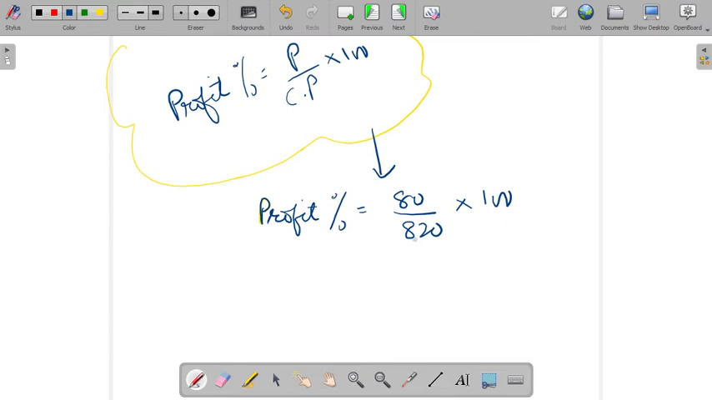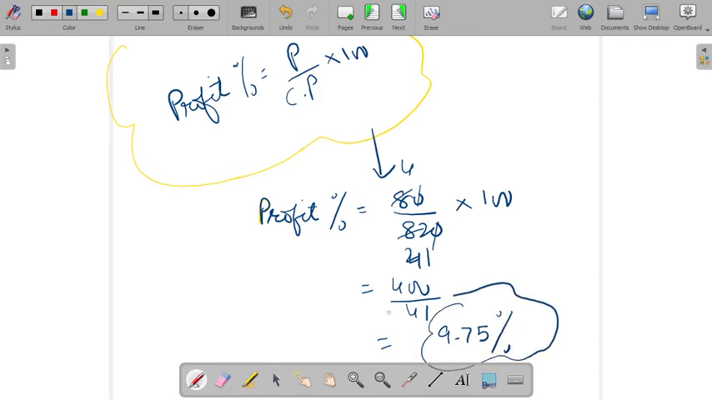Now what should be the next step? You have to cancel the terms. So 0 and 0 would be cancelled out and it goes with the 2. 41. So this is coming as 400 upon 41. Now do the division, 400 divided by 41. So, approximately 9.75 is the profit percent you will get here. I hope this question is clear.